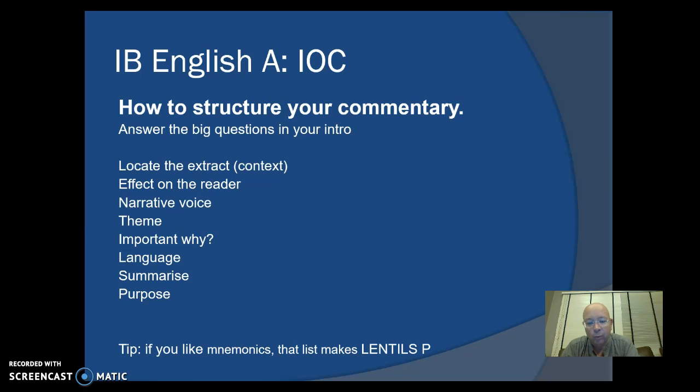Moving on, a fundamental question is, why is the extract important? Why is that particular extract important? What do we learn from it? How does it make us feel? What's the writer trying to achieve? So there's some big questions there that's worth spending a bit of time thinking about.